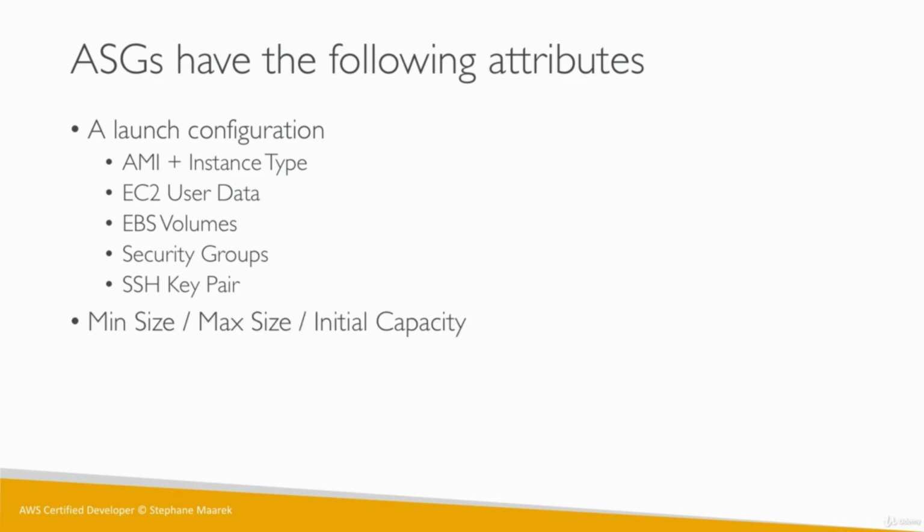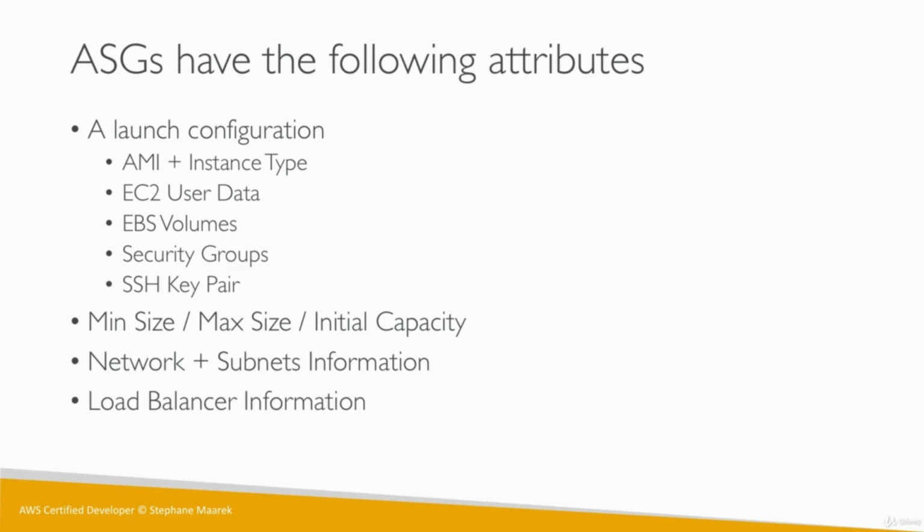You also set the minimum size, the maximum size, and the initial capacity, as well as the desired capacity. We can define the network and the subnets in which our ASG will be able to create instances, and we'll define load balancer information or target group information based on which load balancer we use. Finally, when we create an ASG, as we'll see, we'll be able to define scaling policies, so what will trigger a scale out or what will trigger a scale in.